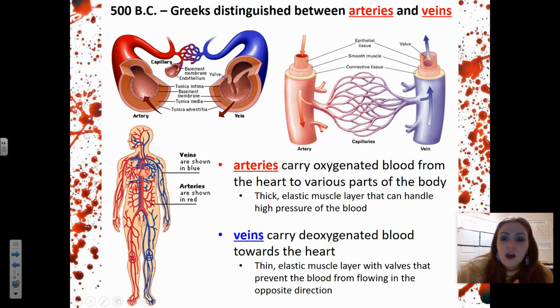So remember, arteries are the ones that are carrying oxygenated blood from the heart to your body. So they're the ones leaving the heart that have been reoxygenated after going through the heart and the lungs and going towards your body. Everything that's heading back in, heading back to the heart to become reoxygenated by the lungs, those are veins.